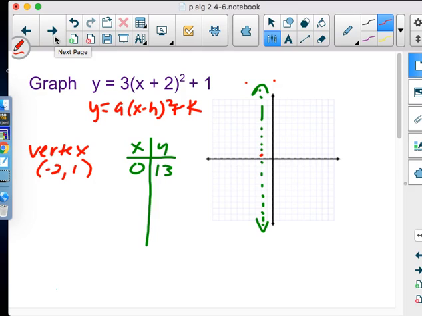So what would be another good number to try? Yeah, I'd go with -1. This one is going up so fast because of that 3. So put a -1 in. -1 plus 2 is 1. 1 squared is 1. 3 times 1 is 3. 3 plus 1 is 4. That's better. A little skinny thing here. And we've got it.